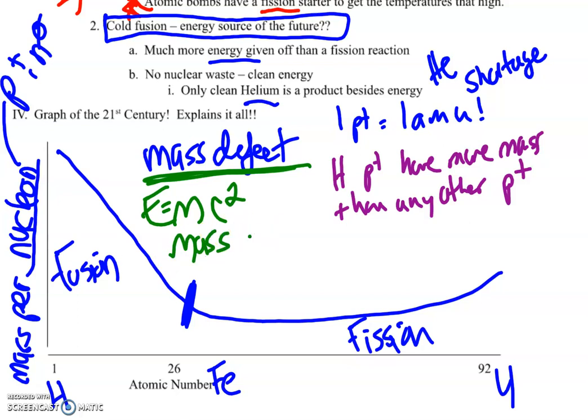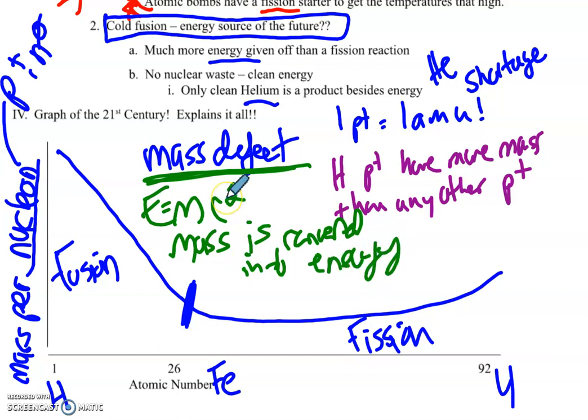So that mass defect, mass is converted into energy. And this explains why you can get more energy out of fusion. Look at the slope of this line. It has a greater slope. There's a greater mass defect here. A lot more energy can be freed up.